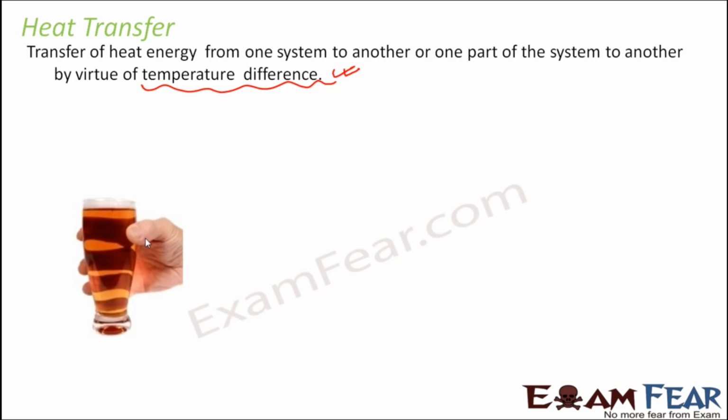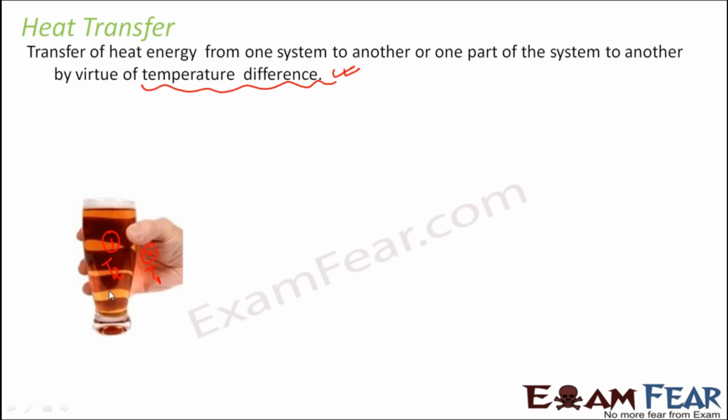Because there was a temperature difference between the two objects. What are the two objects in this case? The first object is the glass. The second object is your hand. So in this case, the temperature of your hand was more. So let us say this was the temperature of your hand and this was the temperature of the glass.